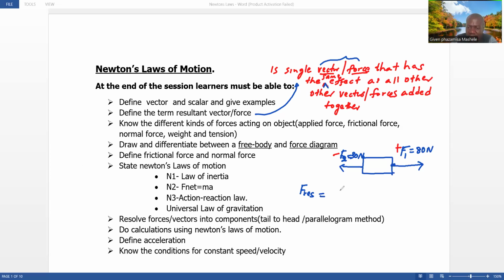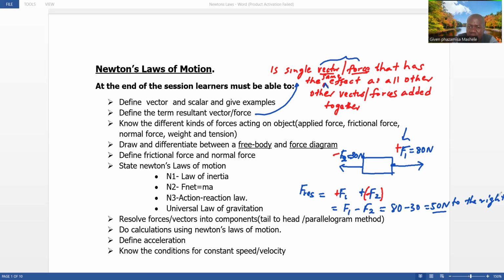If we were to add this together, we'll have F1 plus F2. But now these are not moving in the same direction. One is positive, moving to the right, so this will be positive, and this one will be negative. So you see that instead of adding, we'll end up subtracting, because they're not moving in the same direction. So it's F1 minus F2, which will be 80 minus 30, which is 50 Newton. And because we have taken plus as positive, this will still be directed to the right.